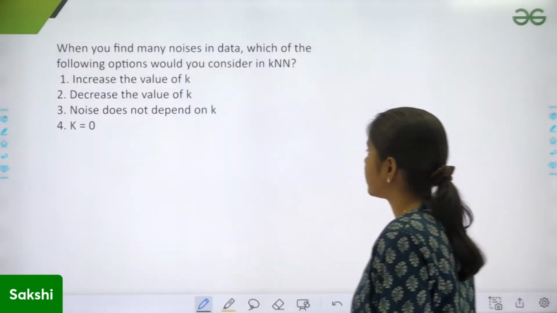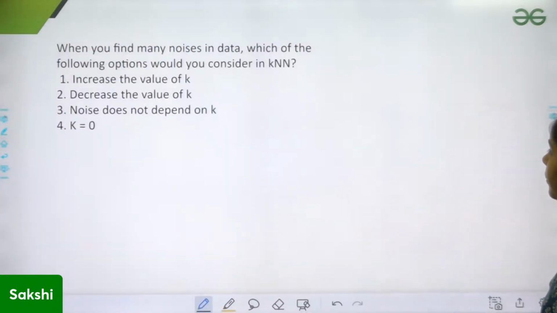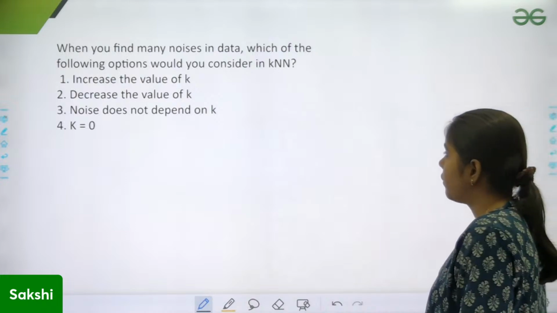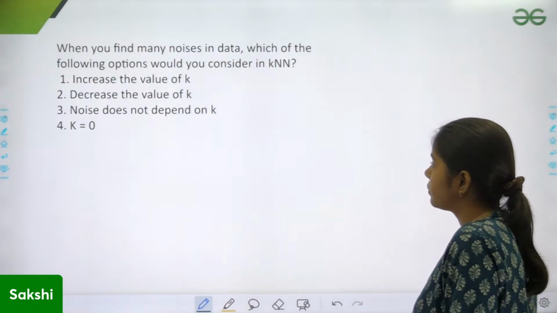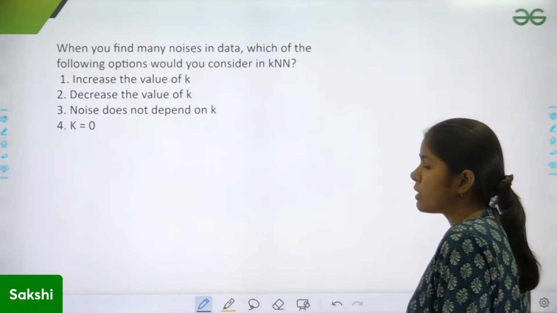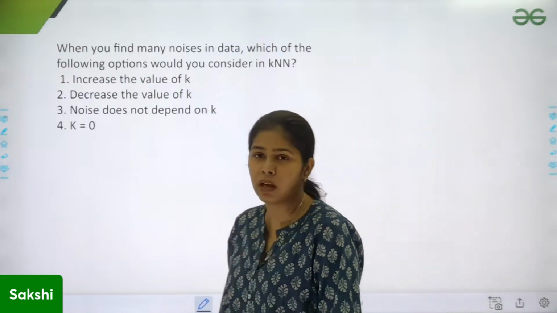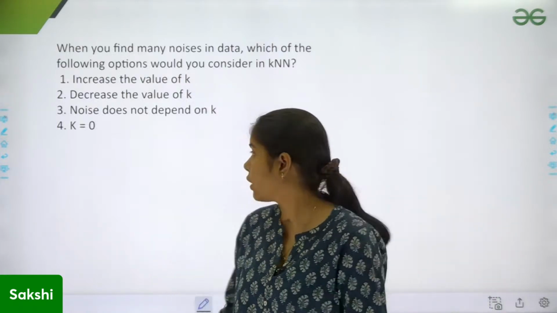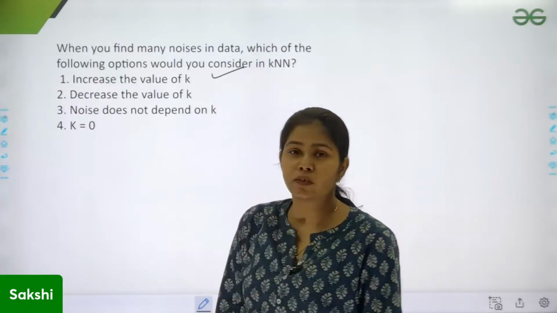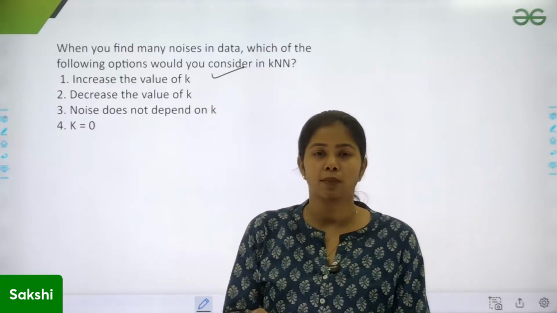Okay, there is another question, guys. When you find many noises in the data set, which of the following options would you consider in KNN? अगर नॉइजेज हैं, दैट मीन्स वी हैव सो मेनी आउटलायर्स, तो इंक्रीज कर देंगे द वैल्यू ऑफ के। If I increase the value of K, then that would work.